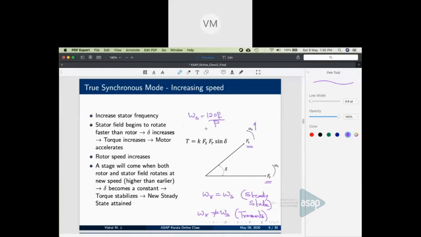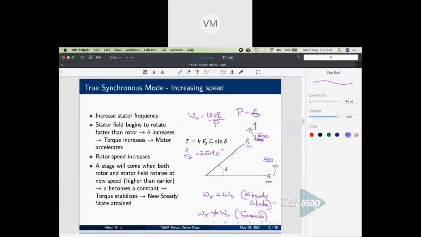To bring a little more clarity, let's assume some numbers. Let the number of poles be 6, and assume that Fs presently is 25 Hertz. What would be the speed of the machine? I think it should be 500 rpm. This is also 500 rpm. Both of them are rotating at 500 rpm under steady state.